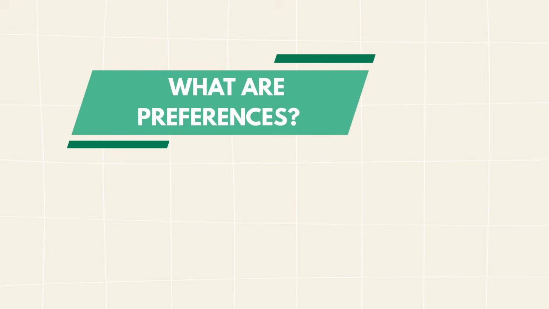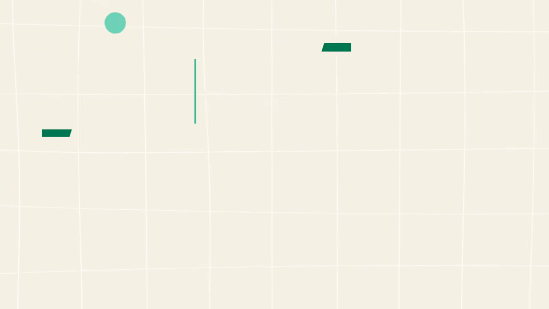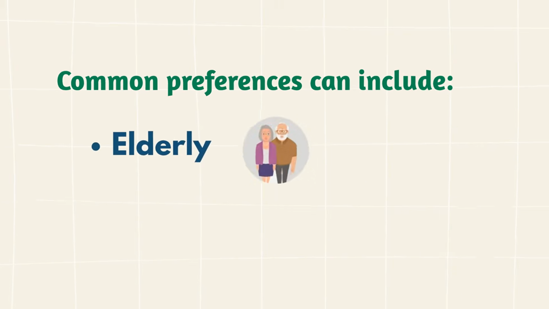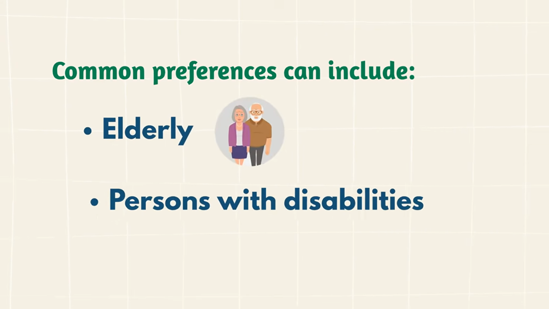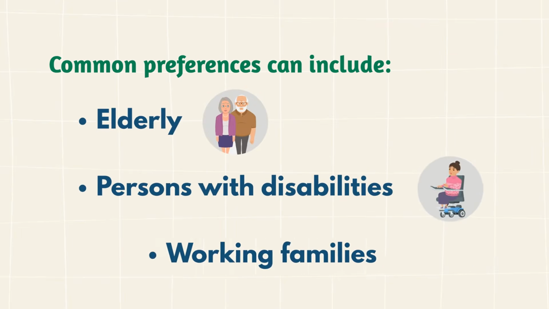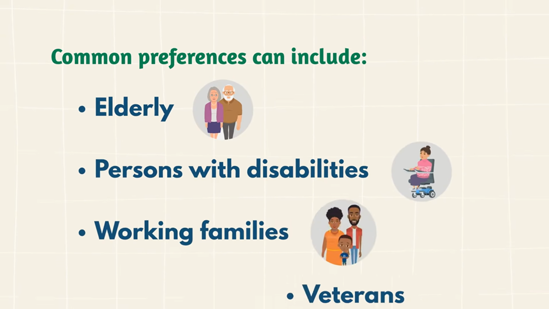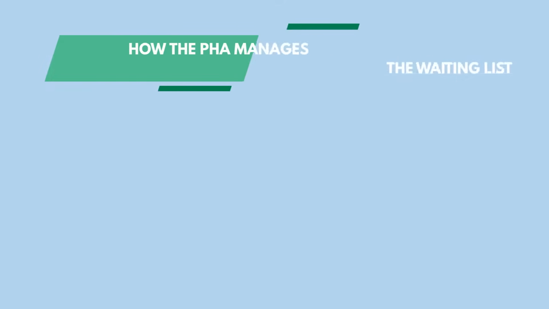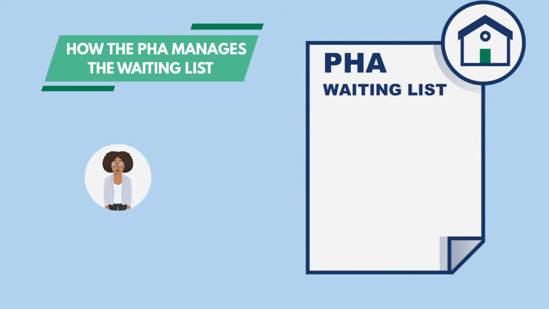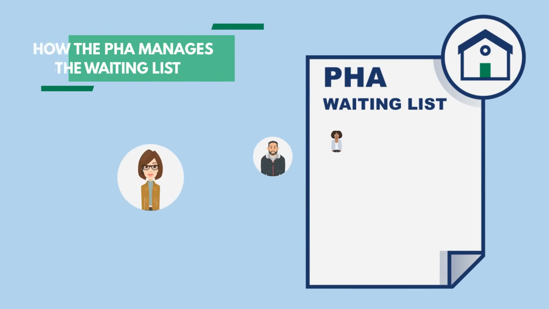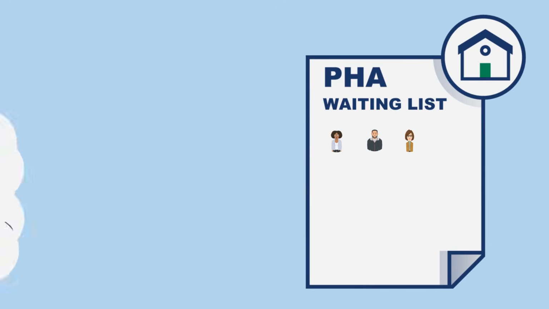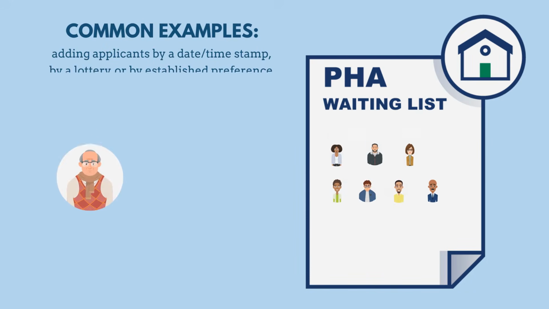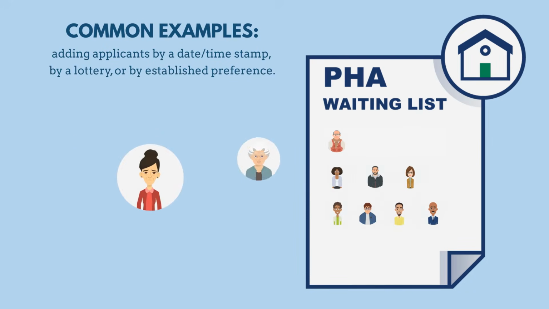Some PHAs create preferences to help meet unmet housing needs of particular groups of people. If a PHA uses preferences, those preferences establish the order in which applicants are assisted. You don't have to meet a preference to be on any waiting list, but it may impact your order on the list. PHAs manage adding applicants to waiting lists differently. Common examples are adding applicants by a date or timestamp, through a lottery, or by established preference.